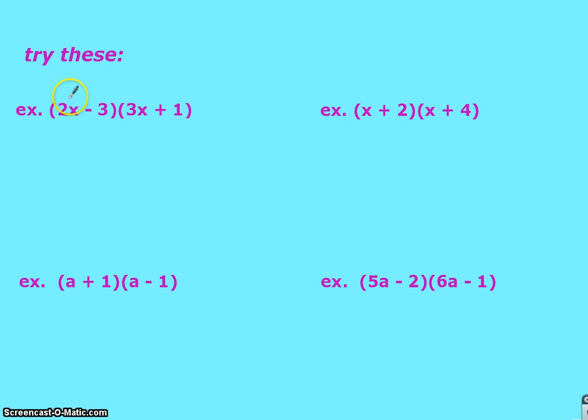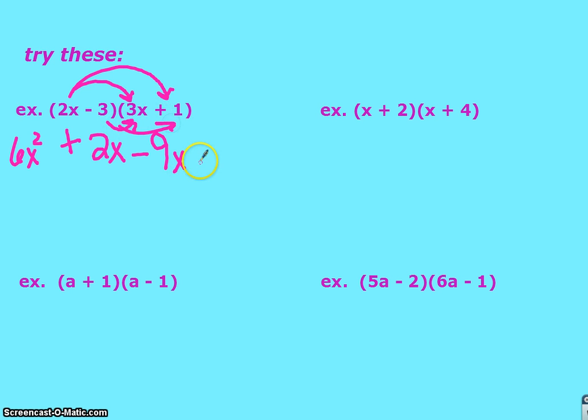On a problem like this, you're going to take your 2x times your 3x and your 2x times your 1. 2x times 3x is 6x squared. 2x times 1 is plus 2x. Negative 3 times 3x is minus 9x. And negative 3 times 1 is minus 3. The 2 in the middle are going to combine, giving you 6x squared minus 7x minus 3.